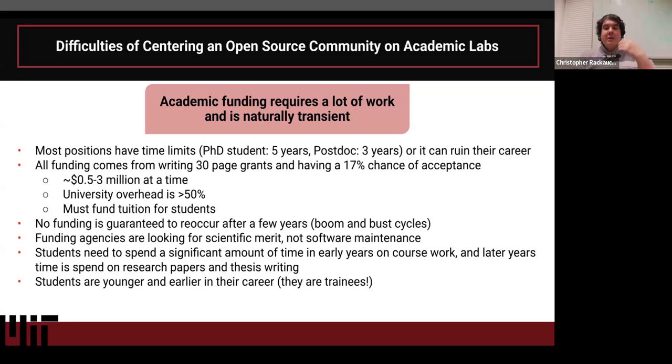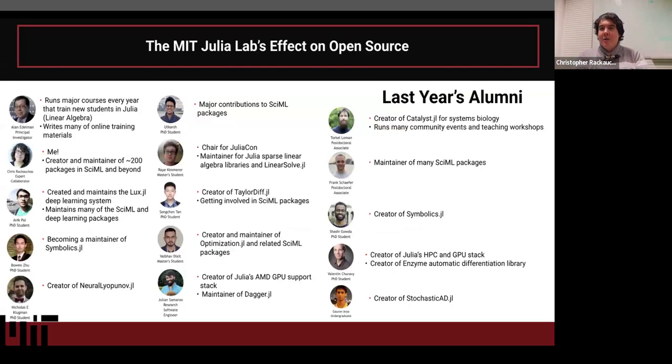And so each of these grants that you're writing are 30 pages, and I think the average acceptance rate now is around 17% in the United States. And so you can think about how many grants you have to be writing. Most academic labs are not the size of the MIT Julia Lab, because most do not write a grant every 2 weeks or so, or whatever we have on average, right? This is already very abnormal.